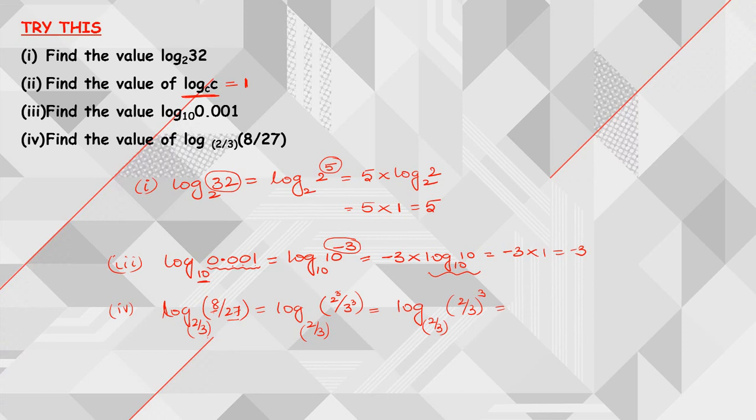Now if you observe this carefully, this is log of 2 by 3 power 3 to the base 2 by 3. Here this is a power, so we can apply the power rule. So using the power rule we are going to have 3 into log of 2 by 3 to the base 2 by 3. Now log 2 by 3 to the base 2 by 3 is nothing but 1, which gives me the answer as 3. Now if you observe this carefully, here 2 by 3 is greater than 0, so that is the reason why the logarithm is applicable. Okay, so the answer is 3.